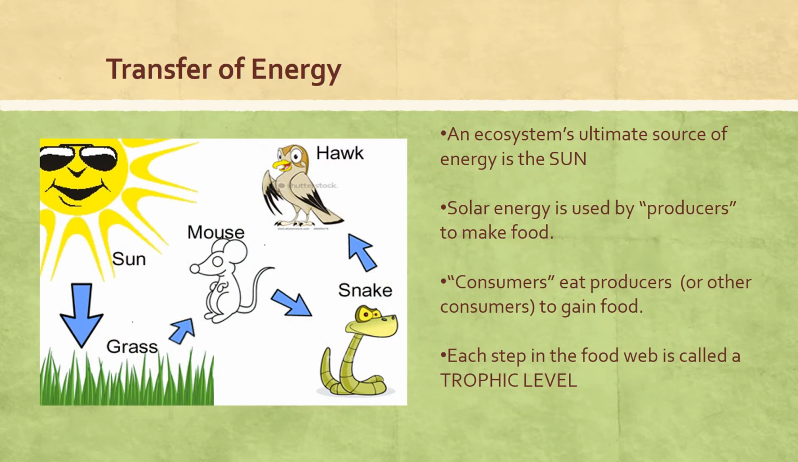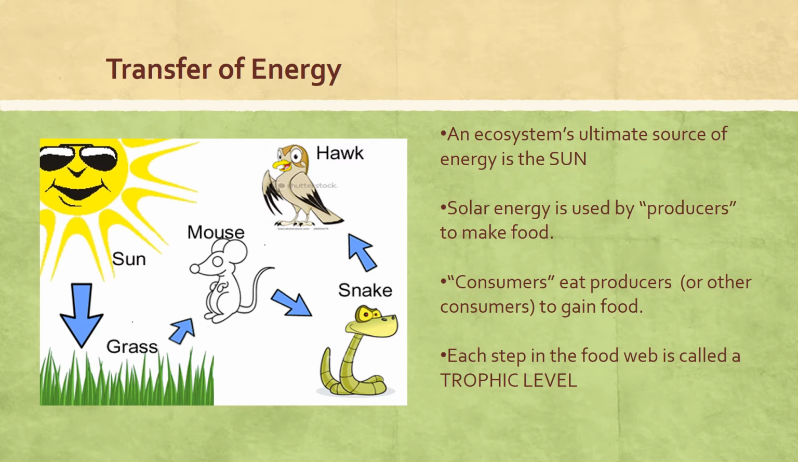Transfer of energy. This is really important. All energy ultimately comes from the sun. Solar energy is used by producers to make food. So if we look here, we have the sun coming down and sending the energy to the grass. The grass is a producer because it can produce sugar through photosynthesis.